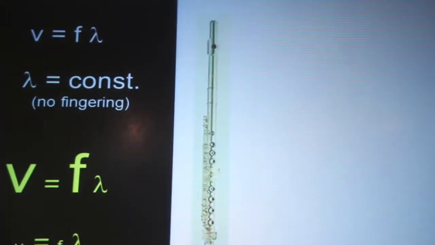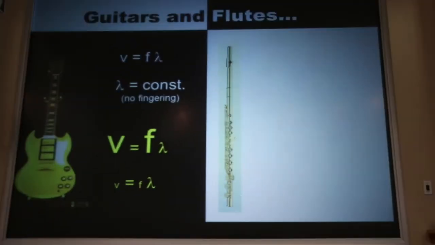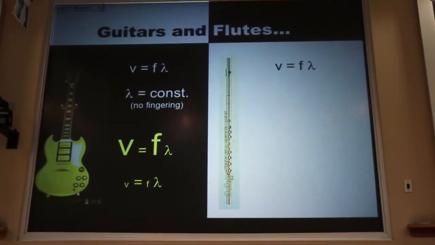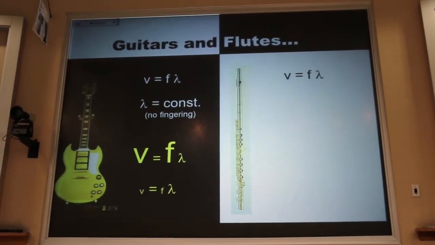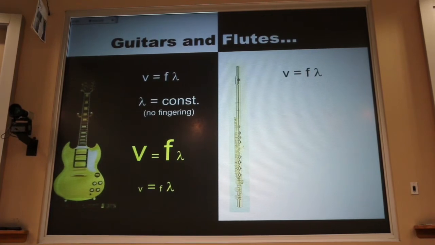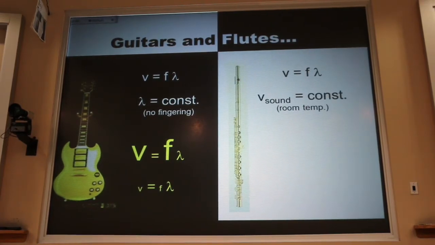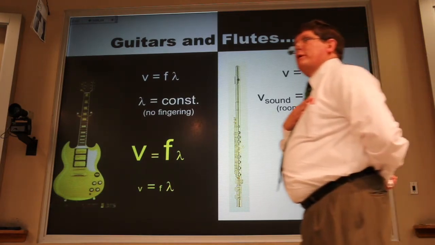On the other hand, flutes don't got strings. So if I want to change that frequency, I ask myself, what can I change in that equation? Well, these are sound waves that are going back and forth, and so the speed is constant. It's 343 meters per second. Now, I feel silly saying that to a bunch of people who live in Bozeman, Montana.